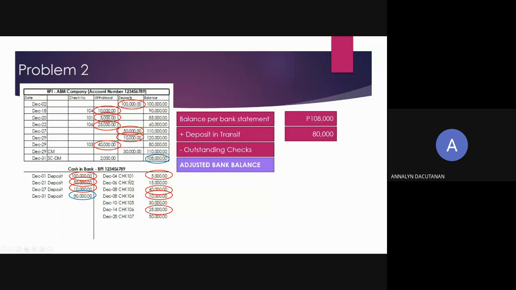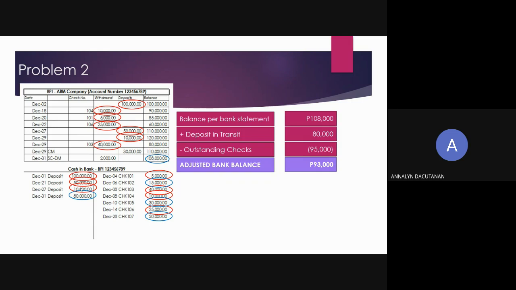So, ibig sabihin, si check 102, si check 105, at si check 107, these are the checks issued by ABM Company but are not yet encashed. Therefore, these are the ones called outstanding checks. So, if you total it, 15 plus 30 plus 50, you have 95,000 negative. And then, wala namang error sa book. So, pag error in book, dito ka lang titingin. Therefore, our adjusted bank balance is 93,000.